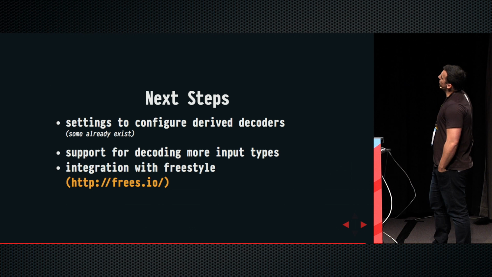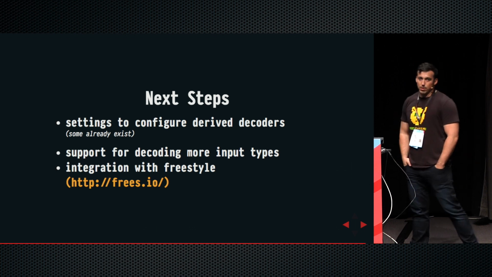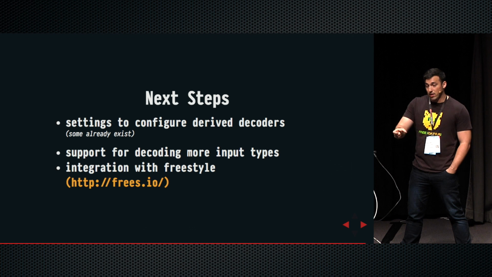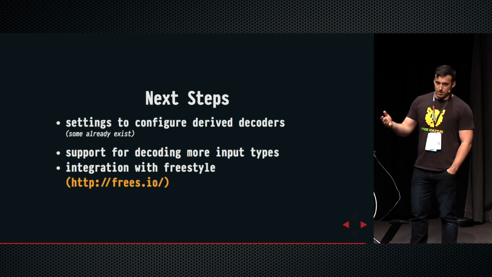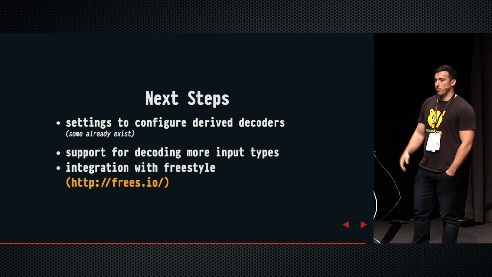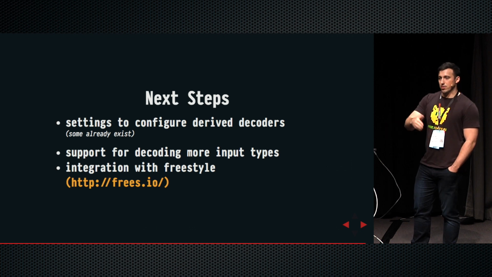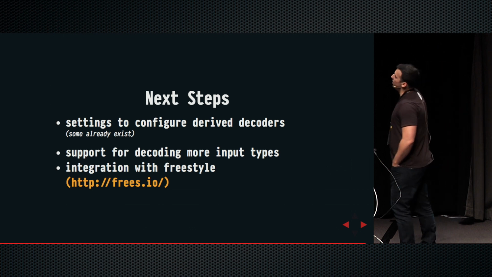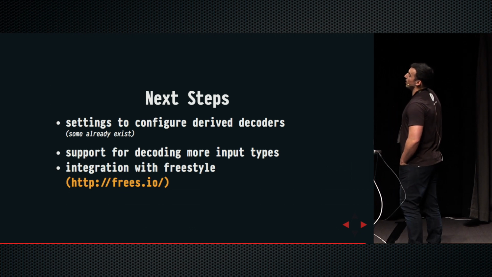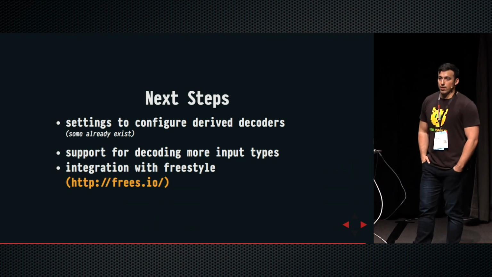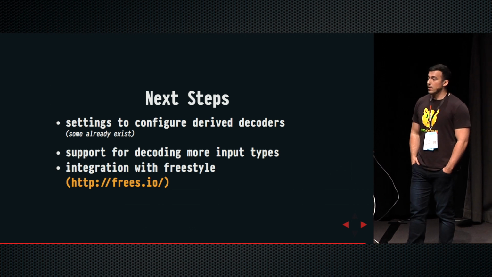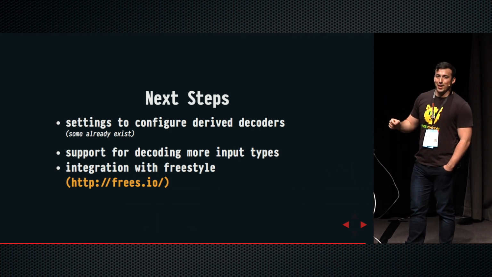Looking to support decoding more input types. Right now it supports Java properties files, loading files that are property files, it supports type-safe config, it supports Shocon type-safe config, but it can support any kind of data type. It could support binary data types. It's completely indifferent because it's built on the decoder, which is essentially the Kleisli arrow from an input type to the decoded result. And then finally, we're planning to integrate with Freestyle, which is a framework for doing functional programming in Scala. And that's at freestyle.io.